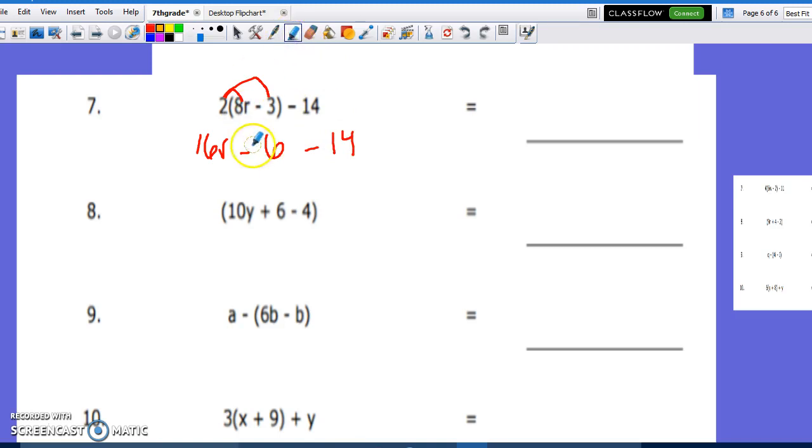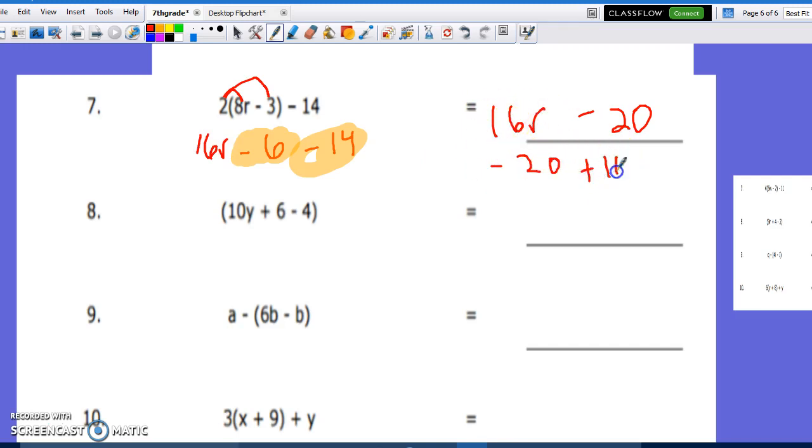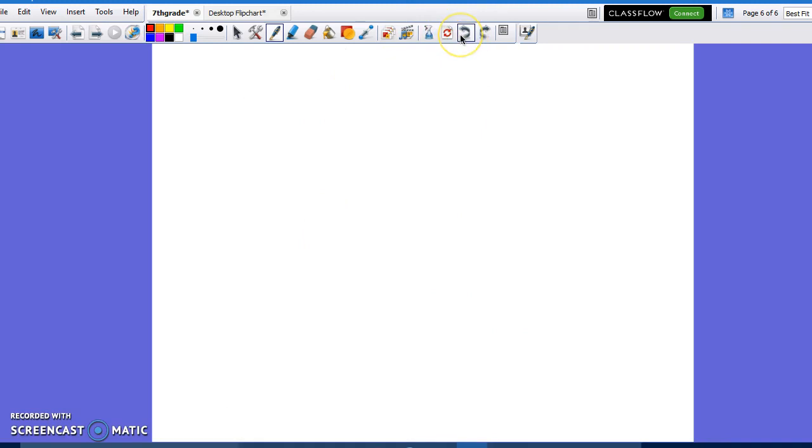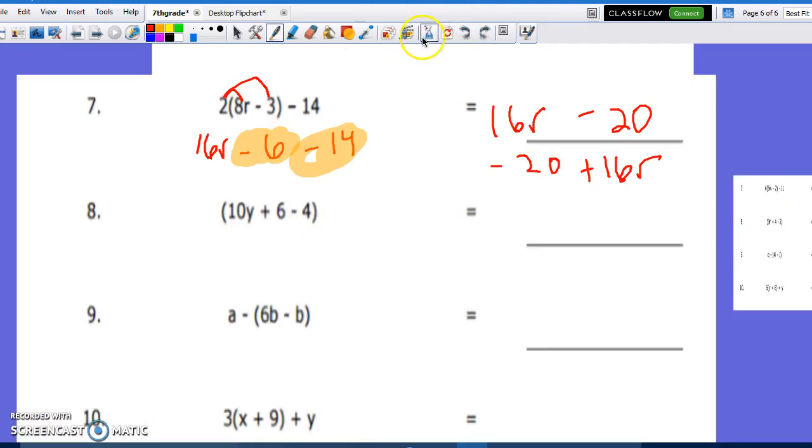Do we have like terms to combine? Yes, Mrs. Hart, we do. You have a naked -6 and a naked -14. Remember, combine means add. So a -6 plus a -14, that's going to give you a -20. Don't forget to bring your 16r. Write it like this, or it can be written like this. That's a positive 16r, right? Either way, I will accept. Rolling on.